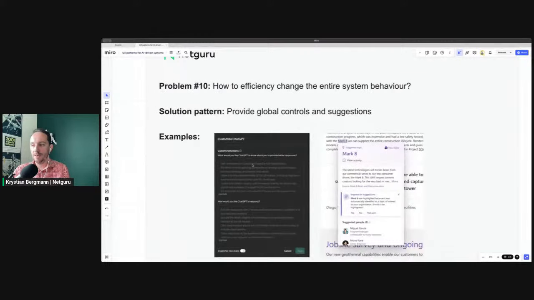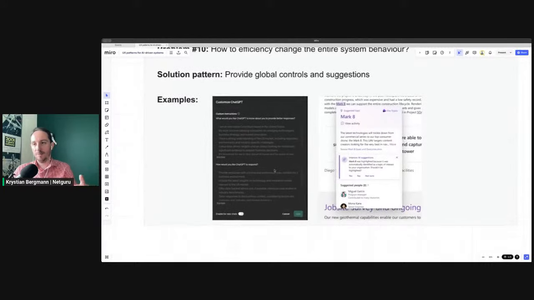This is also a very interesting trend and pattern, to provide global control and suggestions. So specifically for Gen AI systems, where the system can behave in multiple ways, if we want to avoid this behavior being randomly generated, it's very good to define some kind of, usually what we call, system instruction or general instruction, right? Where the system will at least behave every time at the same level, right?